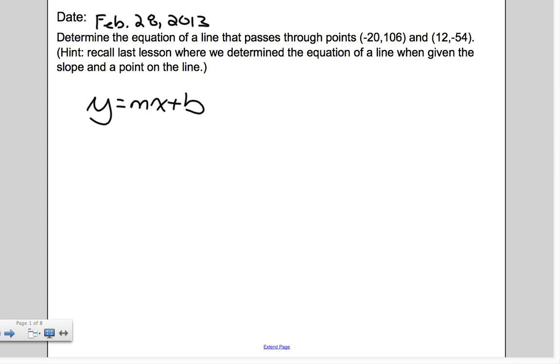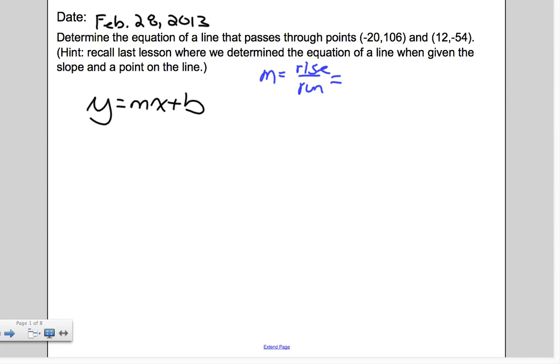So first of all, we'll start off with y equals mx plus b because we want an equation of a line. But do you remember what the formula for slope was? So we need to know what slope is. Rise over run. Now how can we calculate rise over run? y2 minus y1 over x2 minus x1.